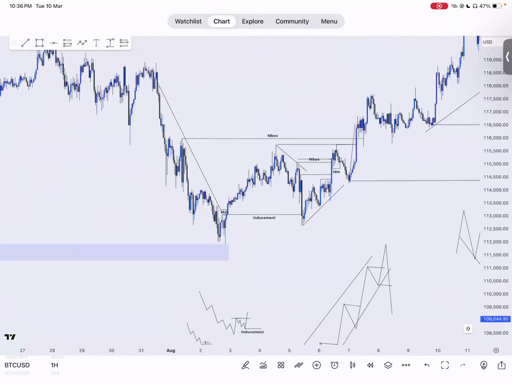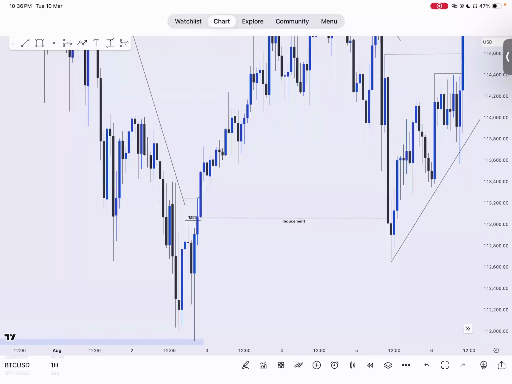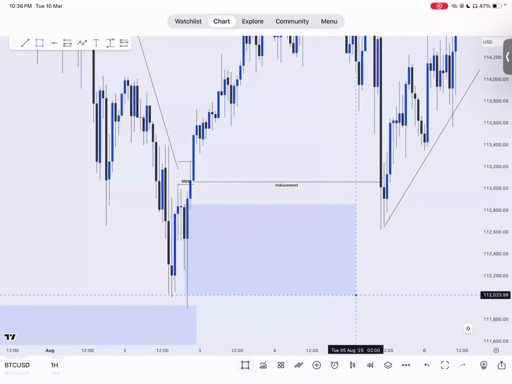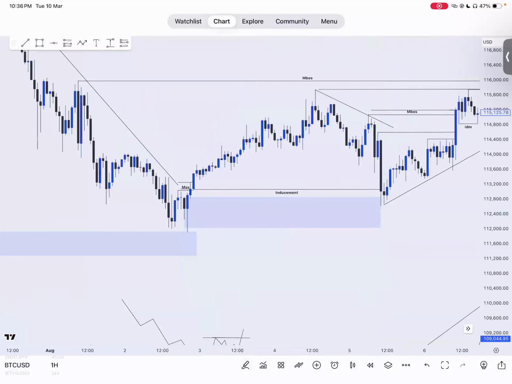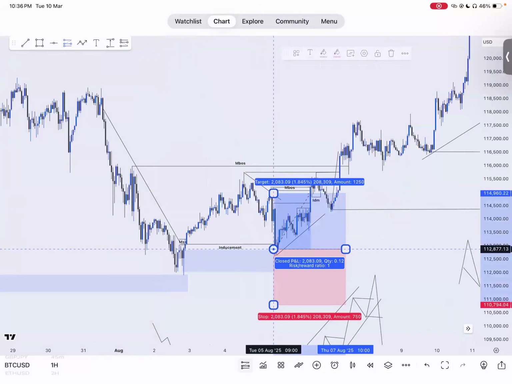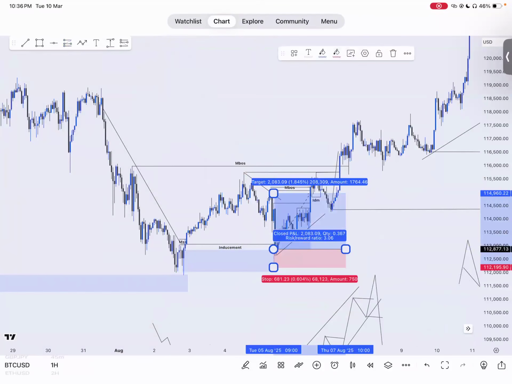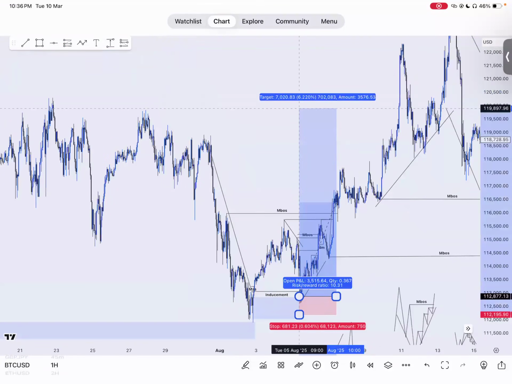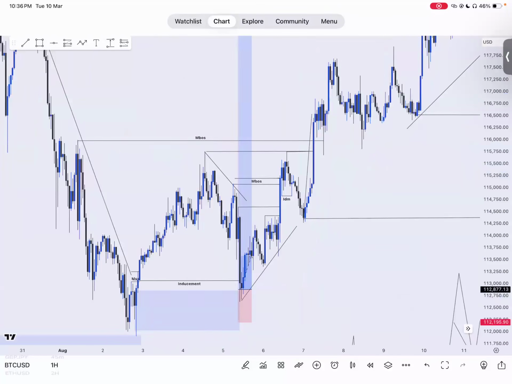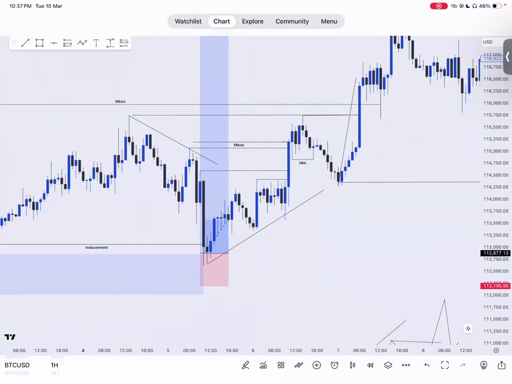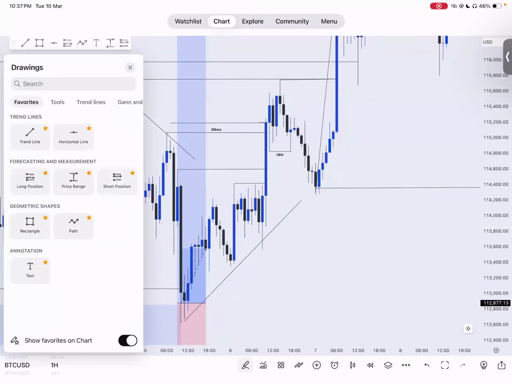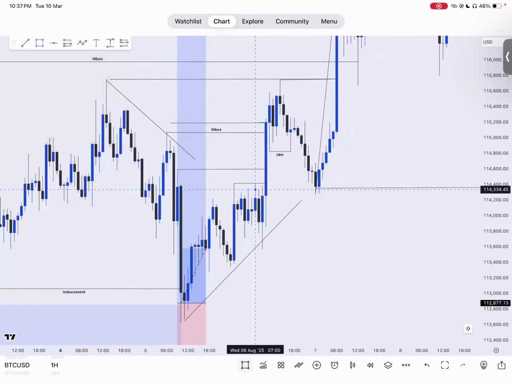Now let's talk about this one. Same thing. MSS, inducement, the other block below the inducement right here. So this was the buy from this trade. Now this is the one for the continuation. So all these ones I picked are reversals. The one for the continuation: multiple break of structure, inducement, other block below the inducement right here.